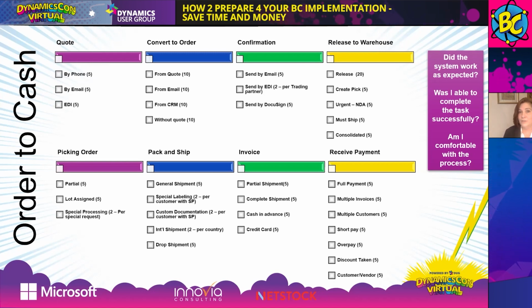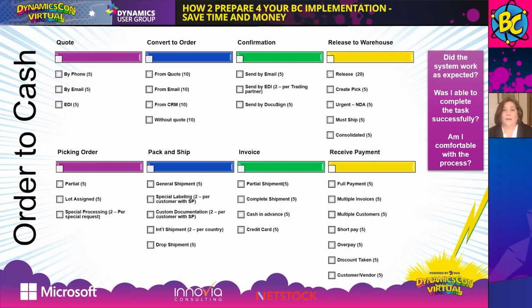So when we go order to cash, we're going to talk through each of the areas. What happens from an order all the way till I get my money? So I start with a quote. I convert the quote to an order. The order to a confirmation back to the customer saying I got it. Then we release it to the warehouse. Then somebody picks it. Then someone packs it and ships it out. Then it goes back to accounting and gets invoiced. And then the customer sends me my money back. So those are the steps in order to cash. This is a test script.